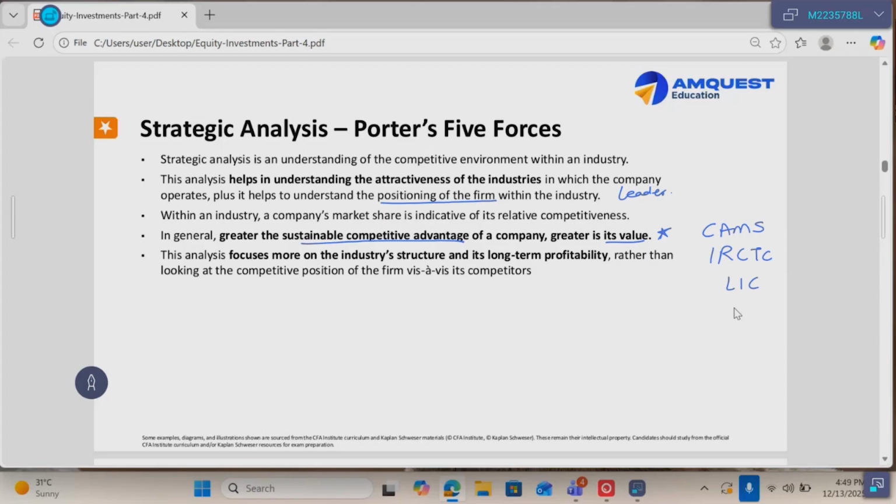This analysis focuses more on the industry structure and its long-term profitability rather than looking at the competitive position of the firm vis-a-vis its competitors. So this only talks about the industry structure. Let's say LIC has the largest market share in India, around 60%. If LIC is very profitable, this analysis will only tell you that LIC is profitable. But why it is profitable, this analysis doesn't tell. So this analysis does not help you understand why a company is profitable. It will only tell you that it is profitable in nature.